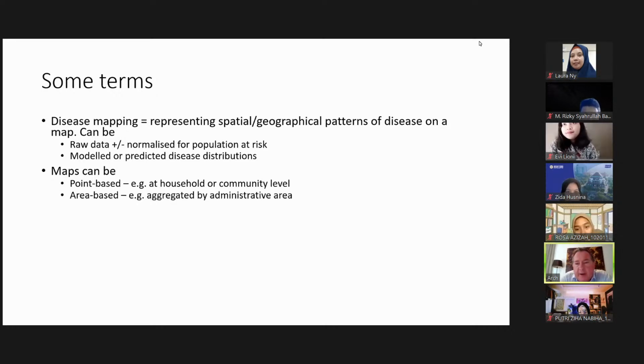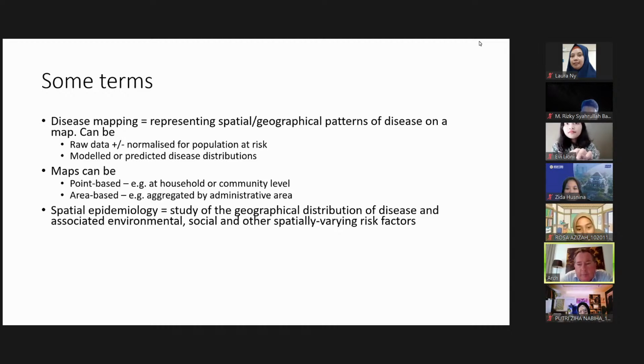Alternatively, maps might be area-based. So this is where you present the data aggregated by administrative or by some form of area, which typically would be an administrative area. For example, you might have disease surveillance data, and you don't know the exact household or the exact village that someone comes from, but you might know the district they come from, and that information will be aggregated up typically through a national reporting system, and then those data can be presented in an area-based way.